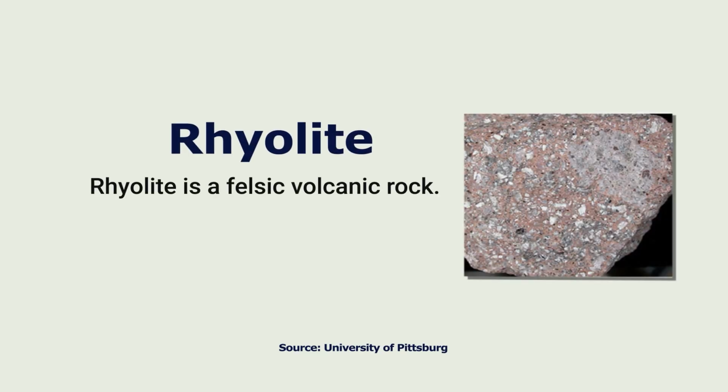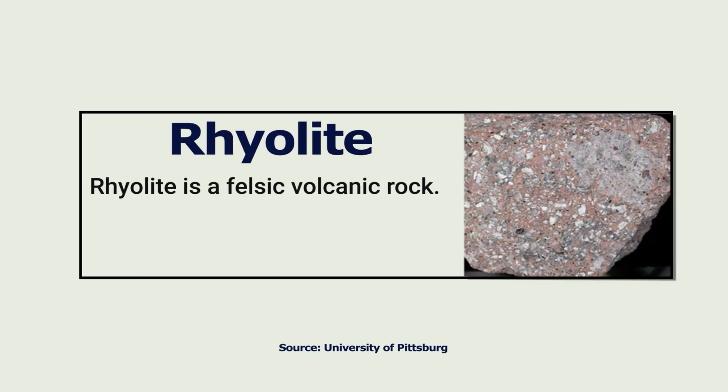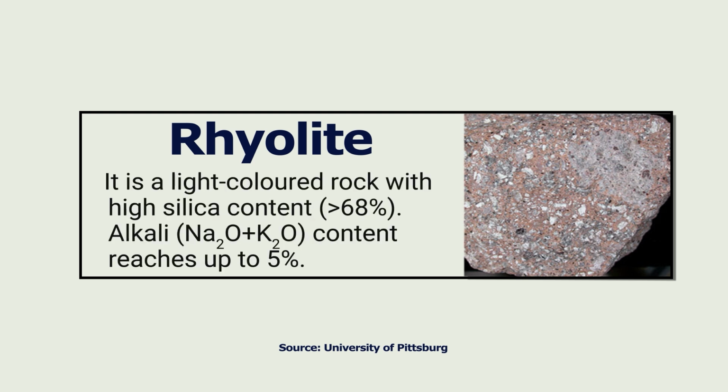Moving on to the other common type of felsic rock, that is the rhyolite. Rhyolite is also a felsic rock, but it is a volcanic rock, that means it is erupted on the earth's surface, as a result of which it is finer grained than granite. It is also a light colored rock and has a very high silica content, more than 68%, and alkali content may reach up to 5%, where alkali content means that we combine the sodium oxide and potassium oxide.